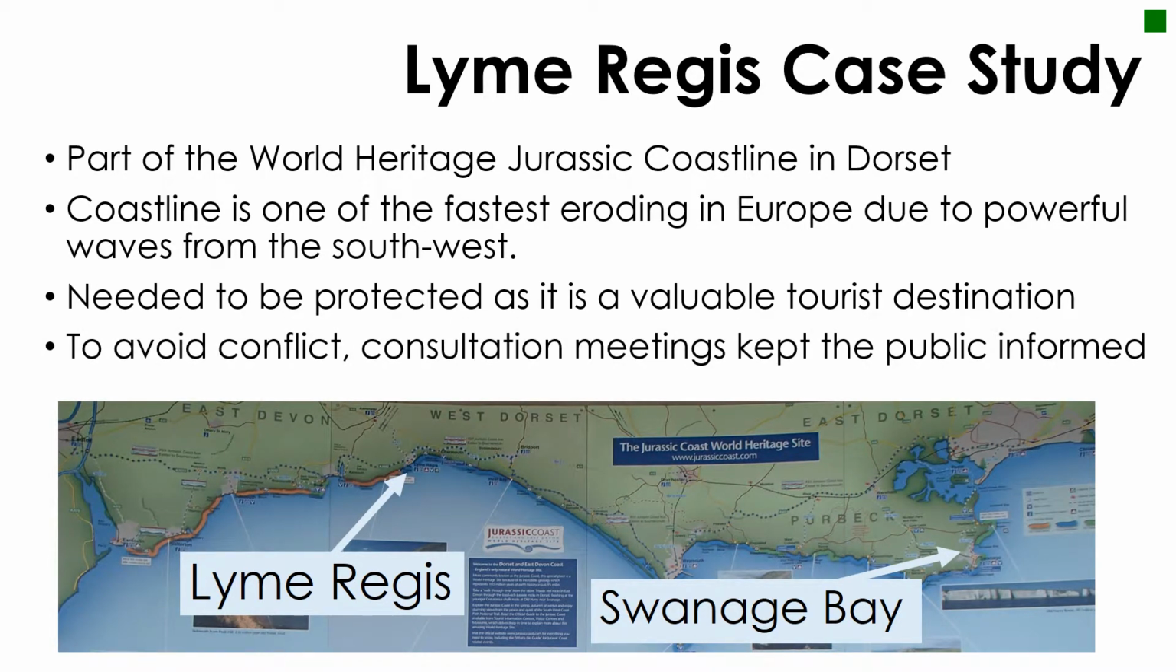Okay, and to avoid conflict, consultation meetings were held throughout the process when they decided what kind of engineering strategies they were going to use to protect this coastline, to keep the public informed. Below is a map of the Jurassic coast where you can see Lyme Regis, and you can also see Swanage Bay, which is another of our case studies.